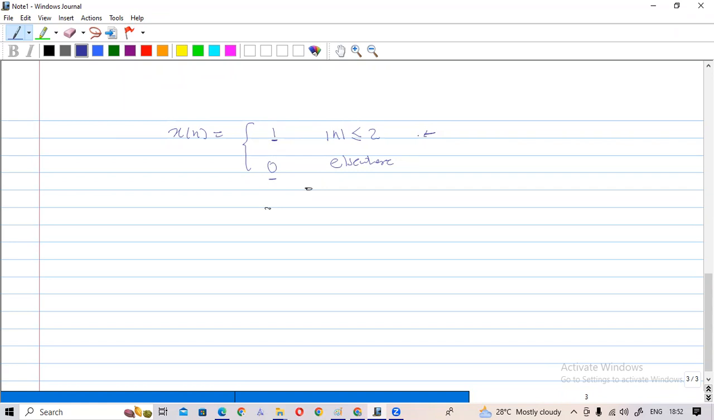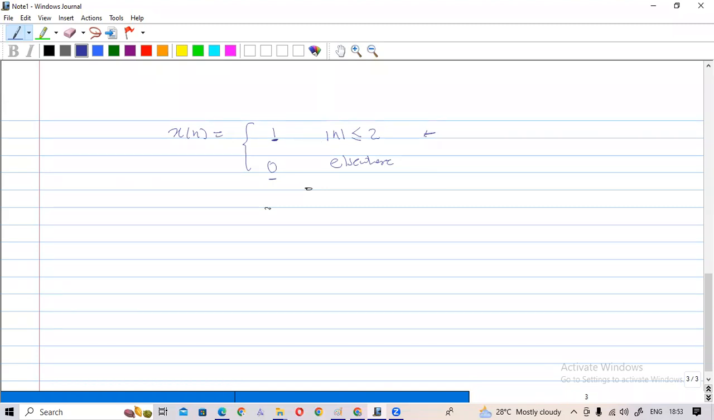So now we need to find the n values that will give xn equal to one.